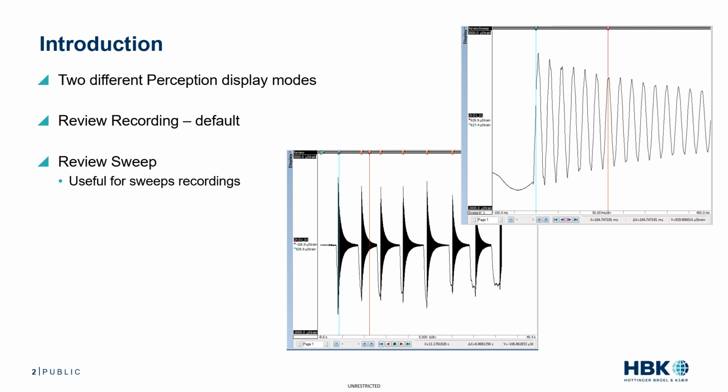The Review Recording display is the default display type for Perception version 8 and higher. This review display is most useful when acquiring data in continuous or dual mode. A review sweep display is useful when running a single sweep or multi-sweep acquisition. The user can set each display to use the review mode they prefer.